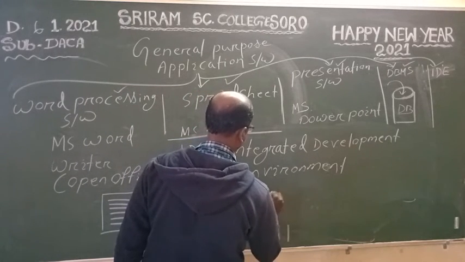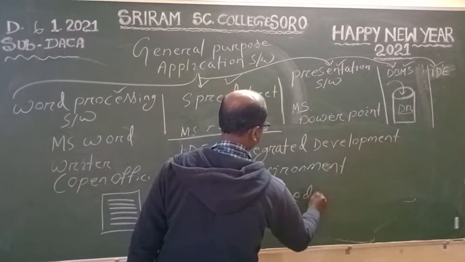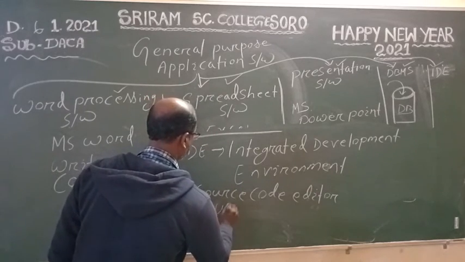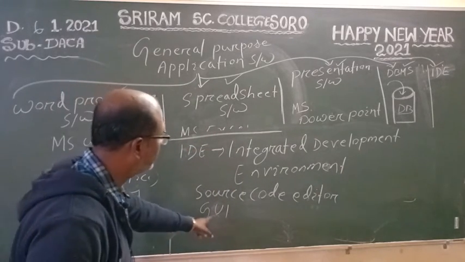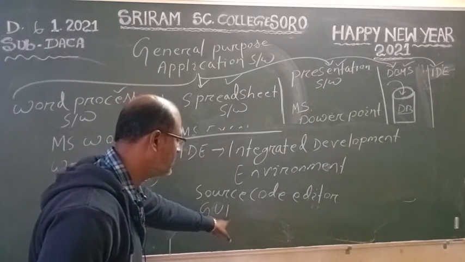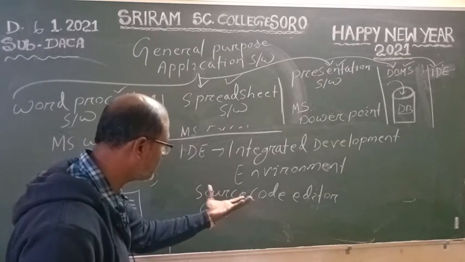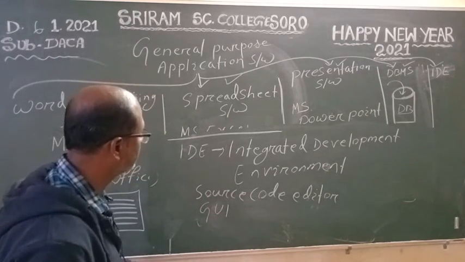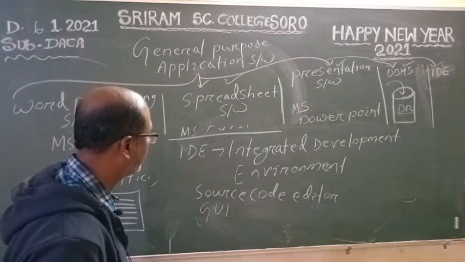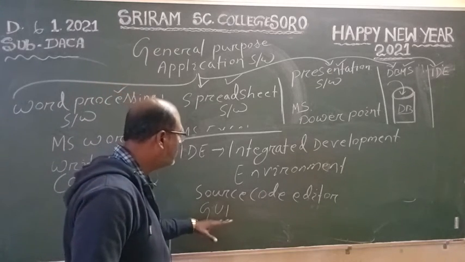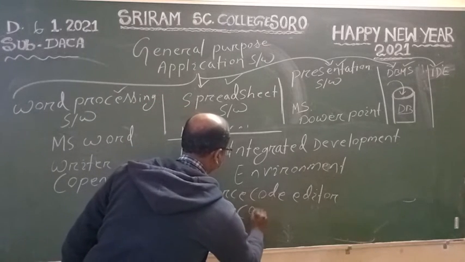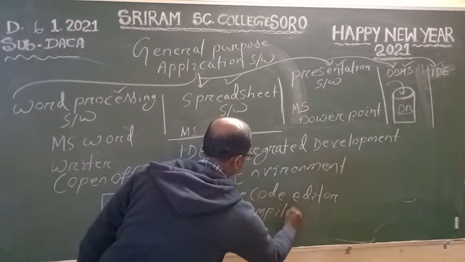Source code editor. Another is GUI, graphical user interface. GUI stands for graphical user interface. It is one type of interface which is based on a picture-based interface or graphics-based interface. This kind of user interface is very essential at the time of developing a software. It is one type of tool. Another kind of tool is compiler. Compiler is one type of tool.